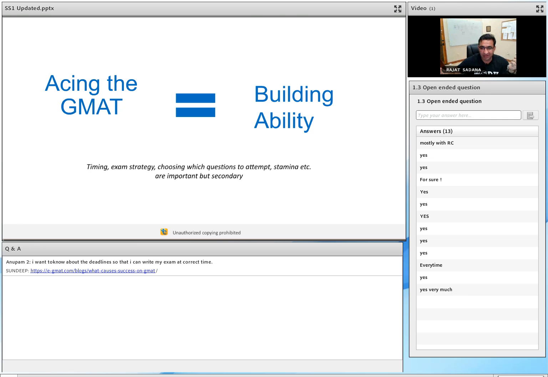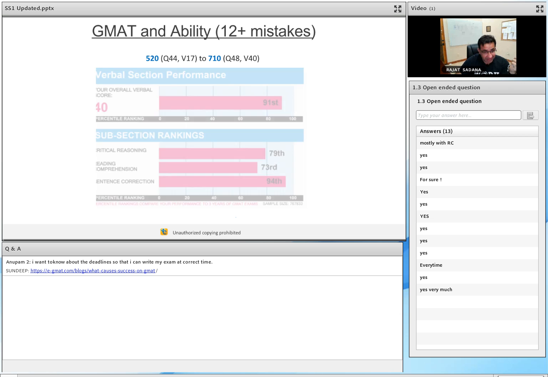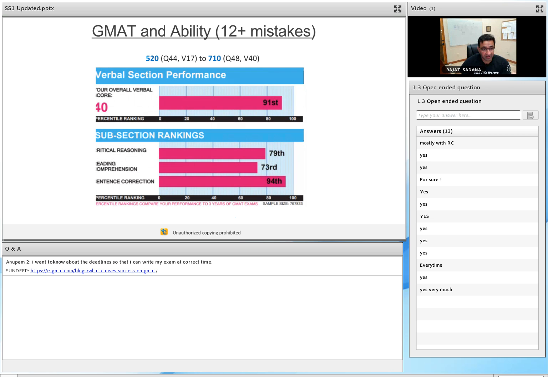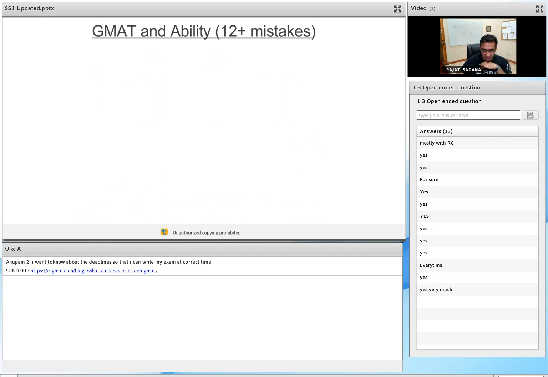So acing the GMAT is about building ability, and all of these other things, worry about them once you have ability. If you don't have ability, don't even bother about them, frankly. Here's another example of a student who made a ton of mistakes yet was able to get to a V40. A V40 is 91st percentile. He improved from a verbal score of 17 to a verbal score of 40. Now you can see his ability scores over here, and you can download his ESR as well from the link below. I'm going to share the PDF.